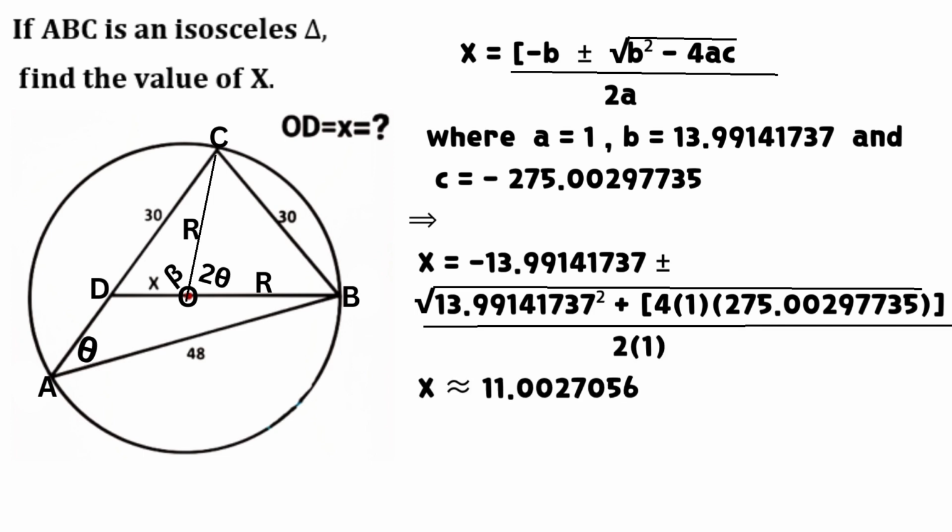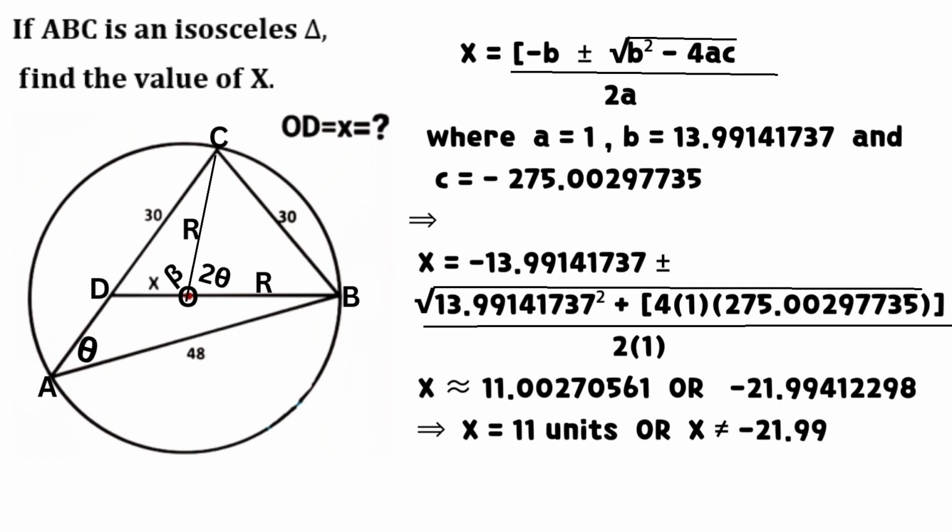Substitute values, simplify the result, and we have that x is approximately equal to 11.002705561 or negative 21.99412298. It implies that x equals 11 units or x is not equal to negative 21.99 units. Therefore, x equals 11 units to 2 decimal places.